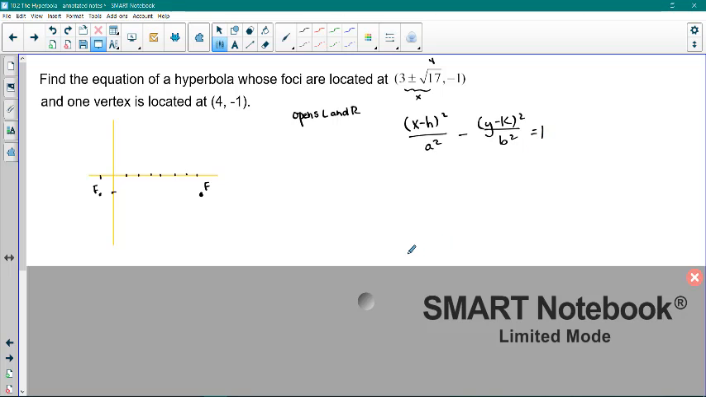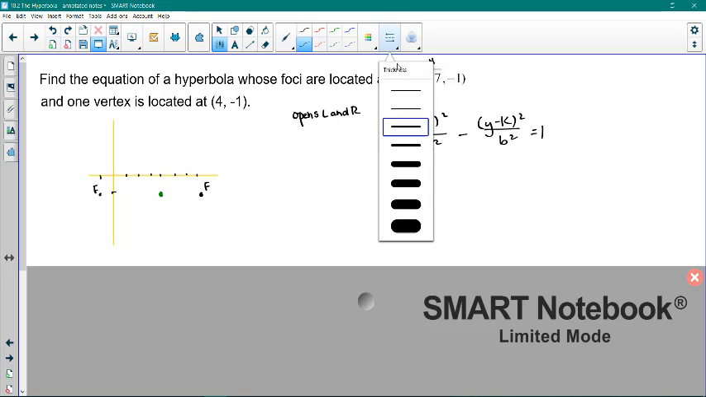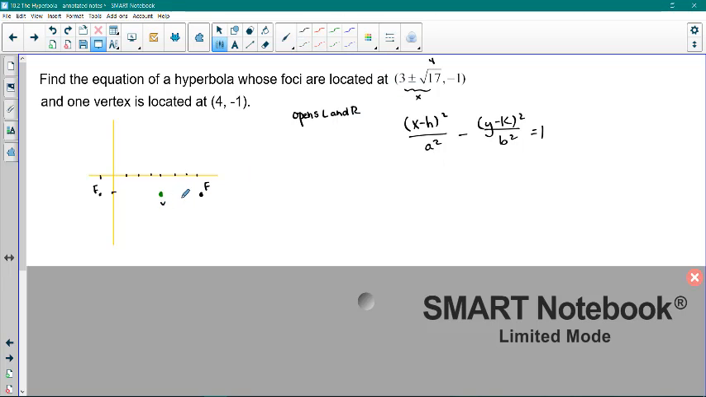Okay? Well, I also know that I have a vertex located at 4, negative 1. So 1, 2, 3, 4, negative 1. Not 1, sorry, negative 1. Okay? So I know this is one of my vertices. All right, well, there it is. That's not a tremendous amount of help, but the foci are going to give us our first piece of useful information. The center has to be right in the middle of the two foci.